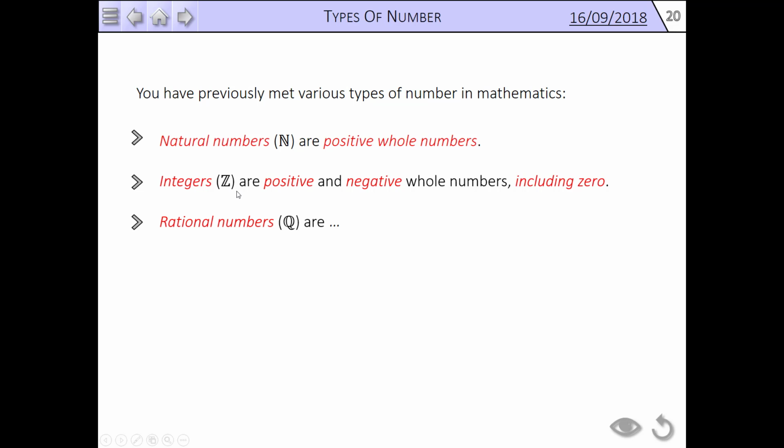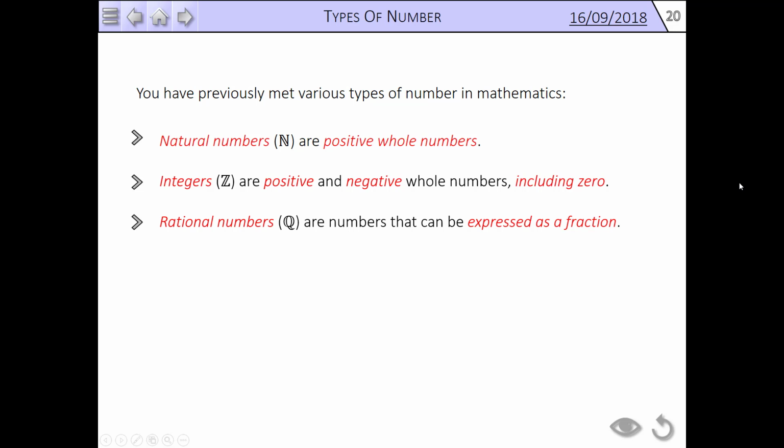Next up we have rational numbers, represented by the letter Q, and they are any number that can be expressed as a fraction. So that includes simple decimals like 3.4 or 2.567. It also includes recurring decimals as well. Hopefully you can remember from GCSE that you can write any recurring decimal as a fraction.